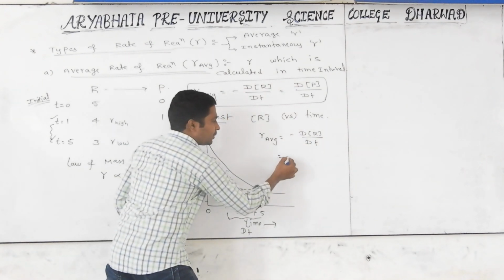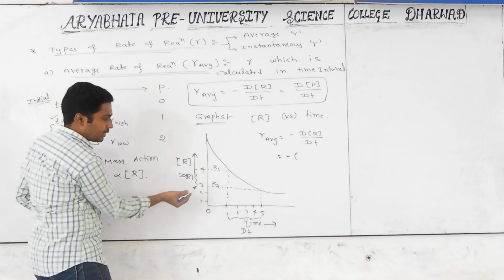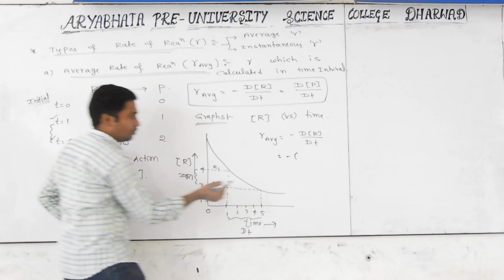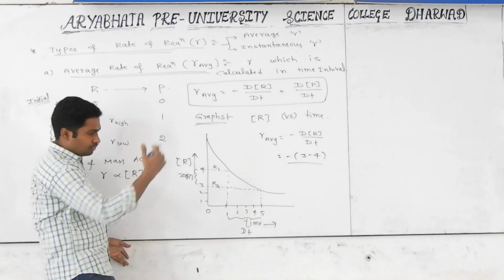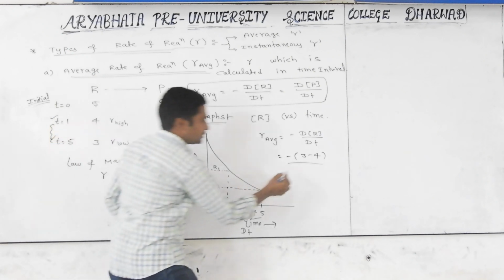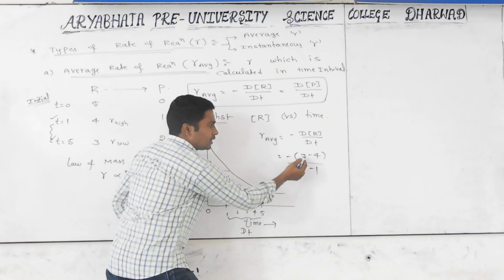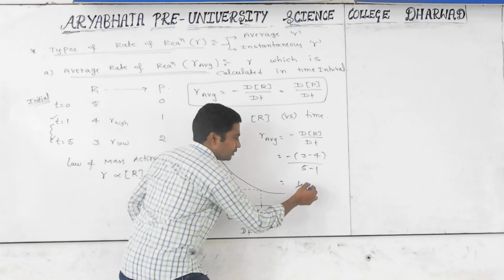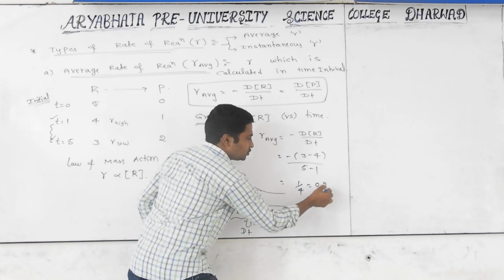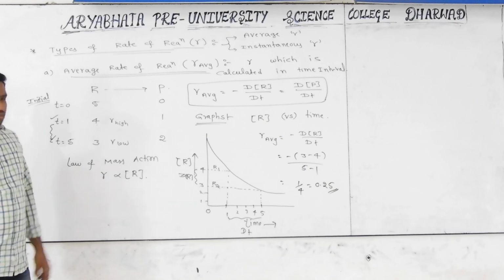You know very well, the change in concentration is final minus initial. What is the final here? 3 minus 4, divided by the time change, 5 minutes and 1 minute, which is 5 minus 1. To simplify, minus 1 with the minus sign gives plus 1, so it is 1 by 4, which is 0.25. This is the way to find it from the graph.